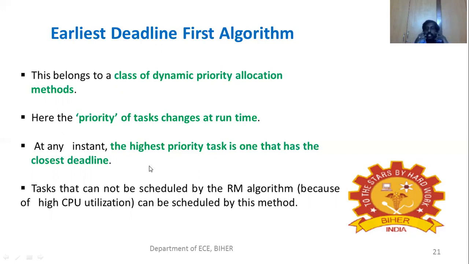Tasks that cannot be scheduled by the RM algorithm because of high CPU utilization can be scheduled by this method. So the CPU utilization is high in the RM algorithm. If we cannot solve the issue in the RM algorithm, we can use this earliest deadline first algorithm. This can be used to solve the scheduled tasks, and the priority can be changed at runtime itself. So these are the key parameters of this earliest deadline algorithm.